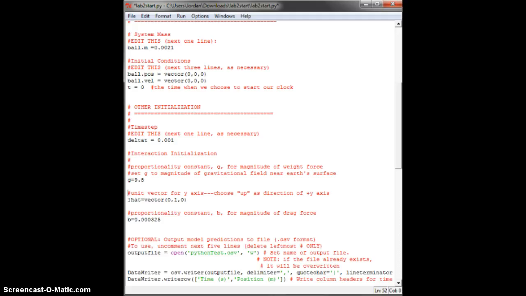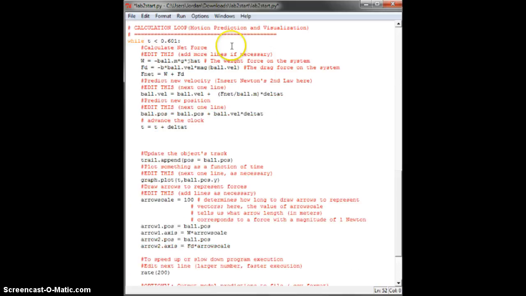The drag force constant b resulted to be 0.000325 after a trial and error process was followed to obtain this value. The loop runs while t is less than 0.601 seconds, the total time of my video. In addition to the gravitational force, the drag force equation is also entered into the VPython code, which is the negative of the drag force constant multiplied by the velocity of the ball and the magnitude of the ball's velocity. The net force is calculated to be the weight force plus this drag force.